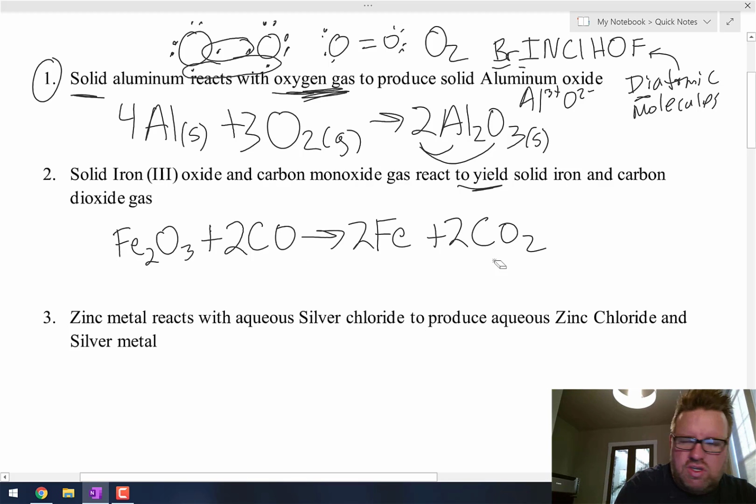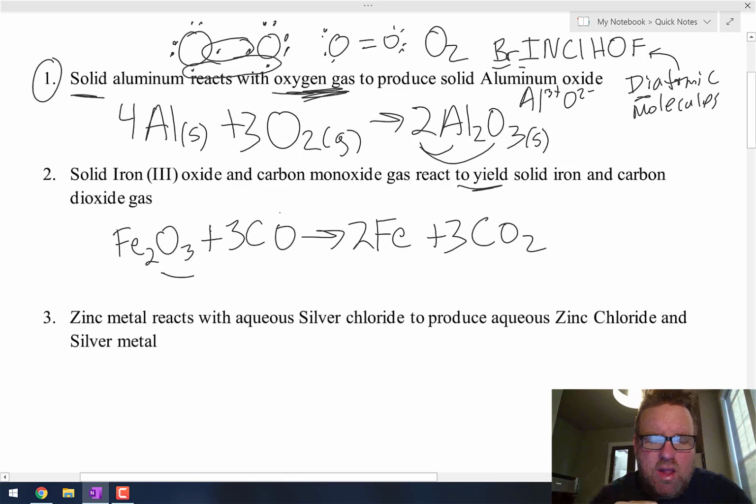Okay. Then this is what you got to do. You got to keep going back and forth. Now we have 5 oxygens, right? 5 all total on the left-hand side. So the only thing I can do is bump that number up again to a 3. But now that messes up my carbons, so I got to go back and put a 3 right there, and I believe we are now balanced. 2 irons, 2 irons, 6 oxygens, 6 oxygens, 3 carbons, 3 carbons.